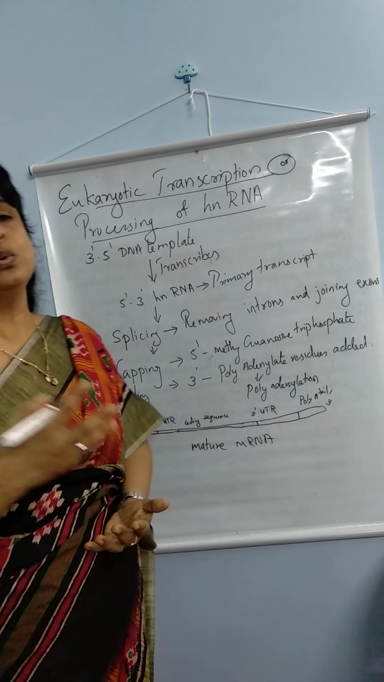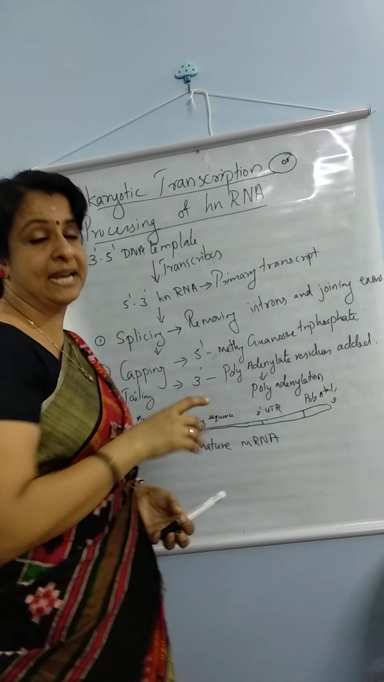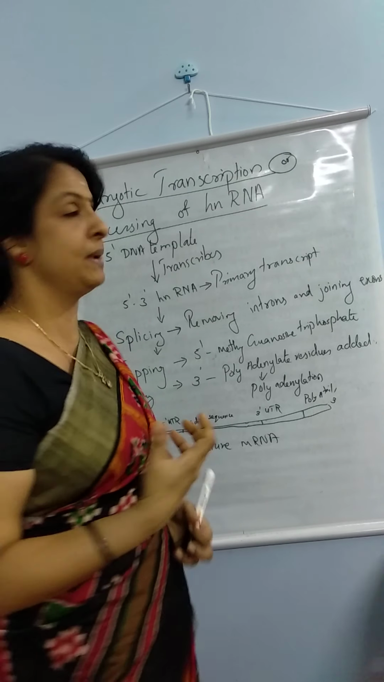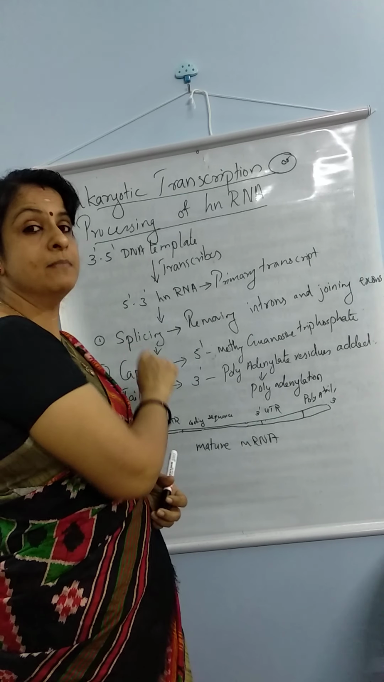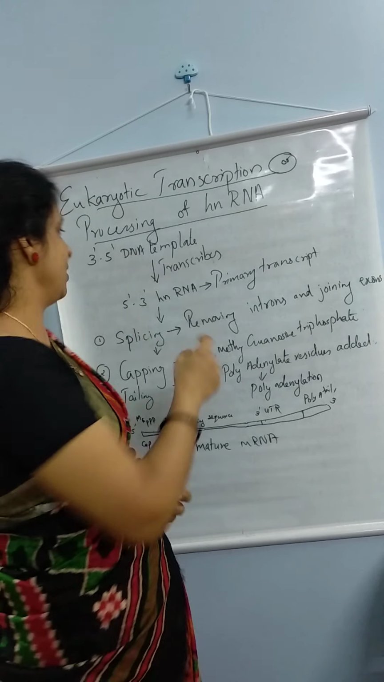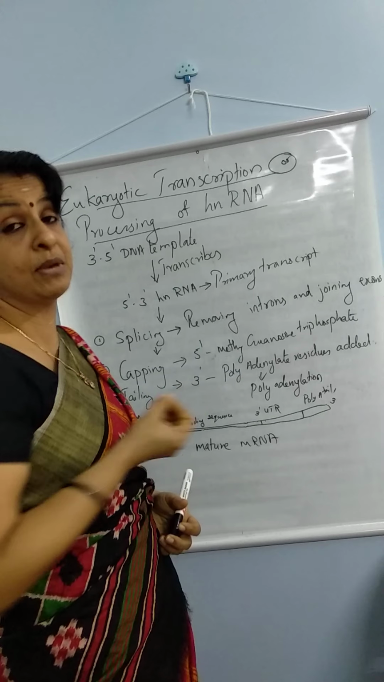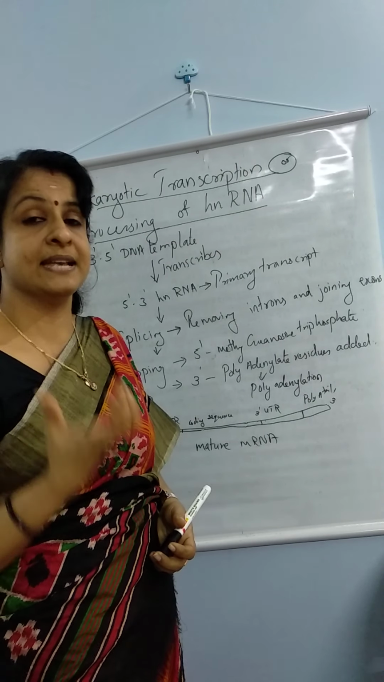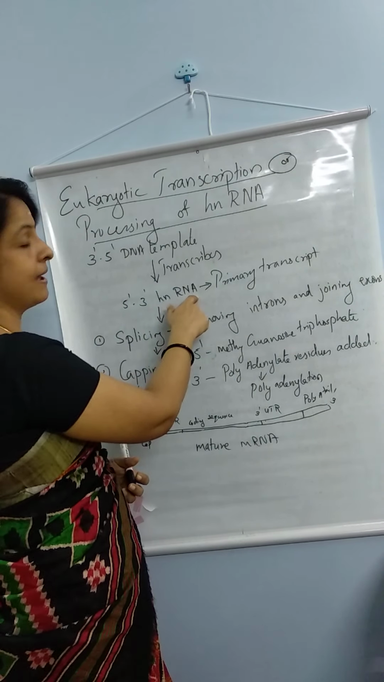Now it's a very simple and interesting topic. When a new RNA is formed, the 3'5' strand of DNA acts as a template and undergoes transcription, forming a primary transcript or an immature RNA. We call it hnRNA. We know that the RNA polymerase enzyme can polymerize only in the 5'3' direction, so the newly formed RNA has a 5'3' polarity.